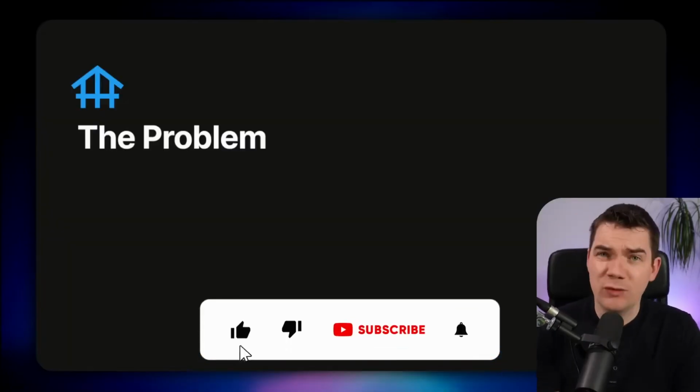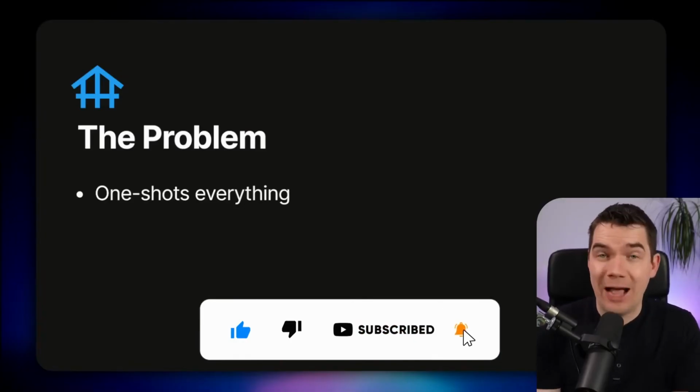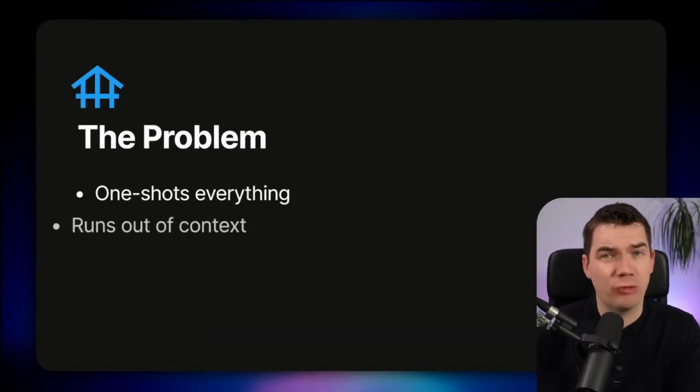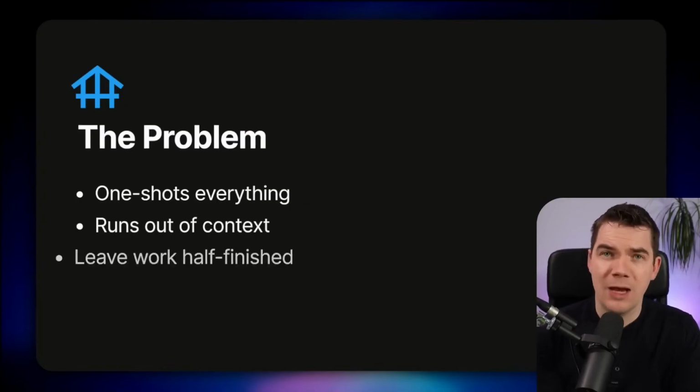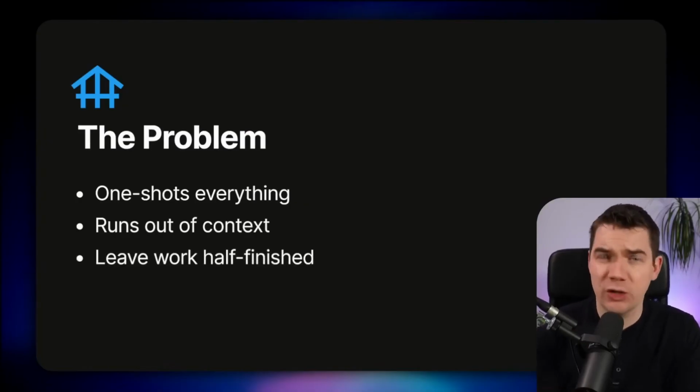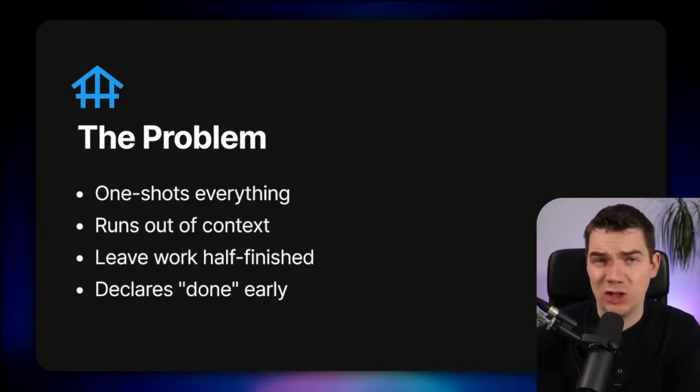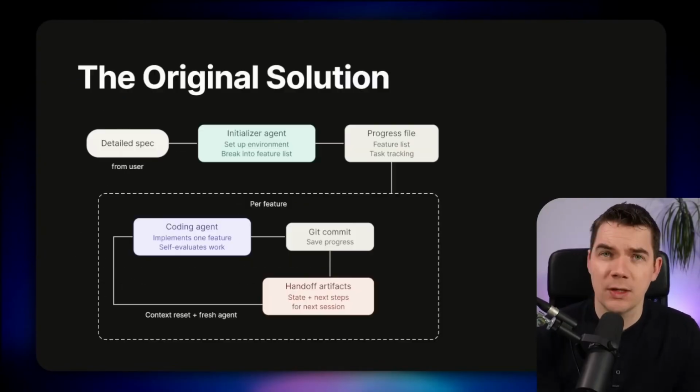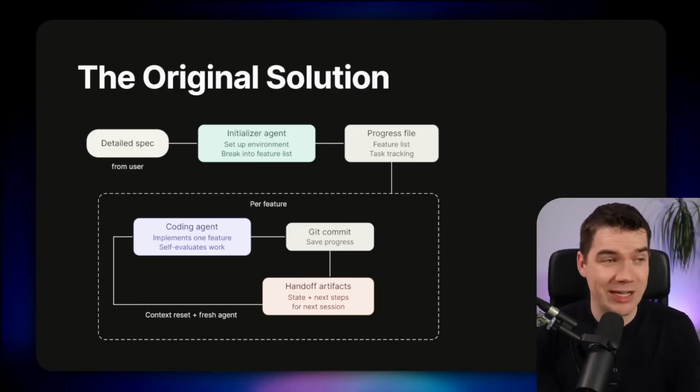And the problem to be solved without a harness is that an AI agent might try to one-shot an entire app build in a single go. It might run out of context halfway through. It might leave work half finished and undocumented. Or it might declare that the job was done early just to finish up. So Anthropic's original solution was a two-part system, an initializer agent that set up the environment and broke the project into features.